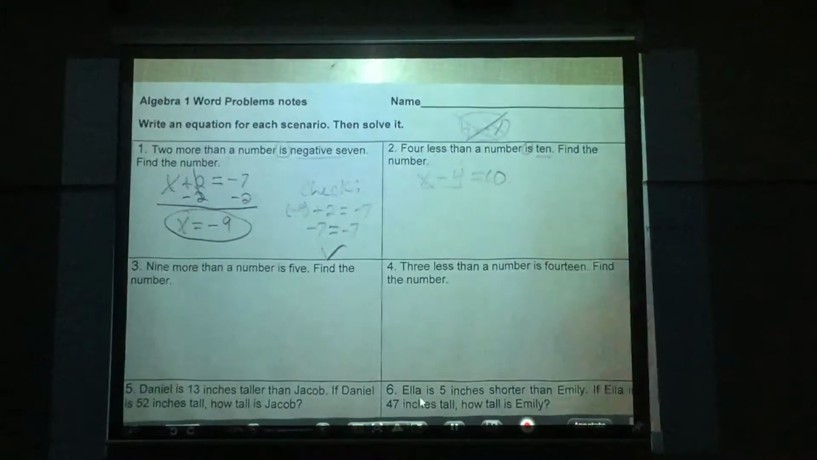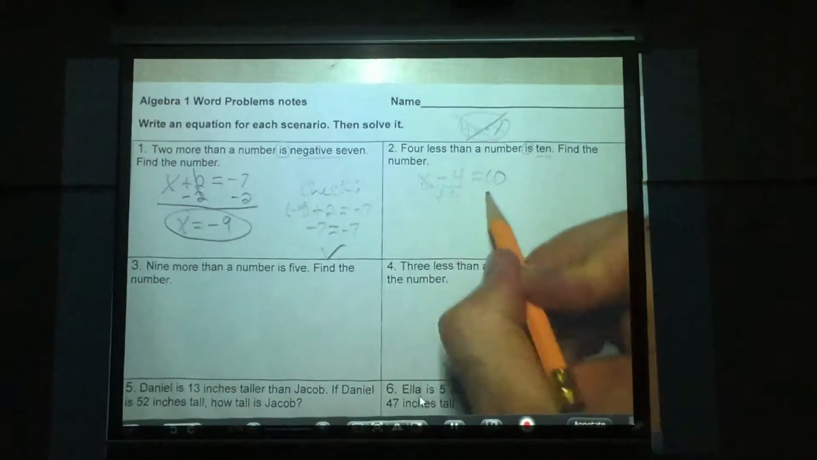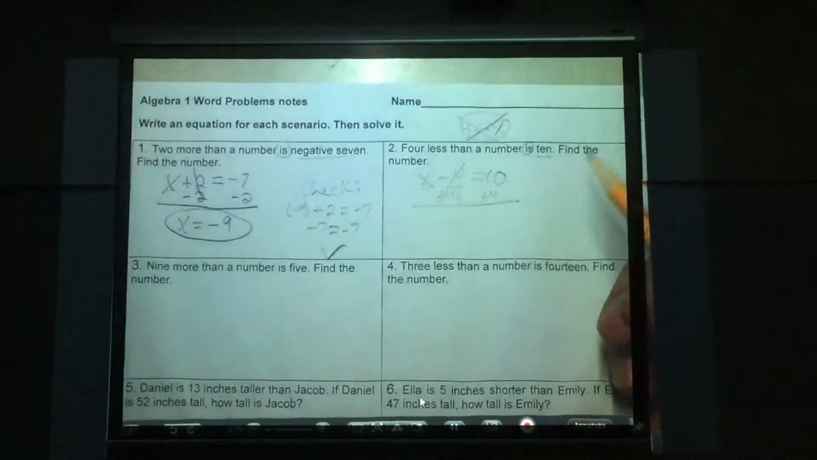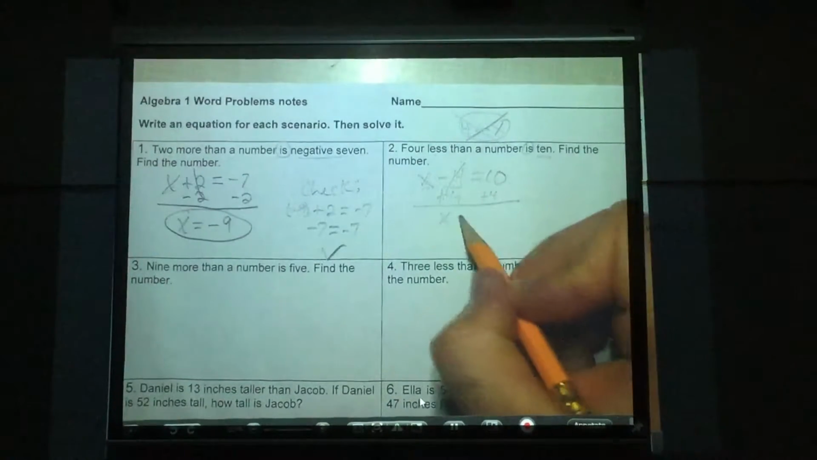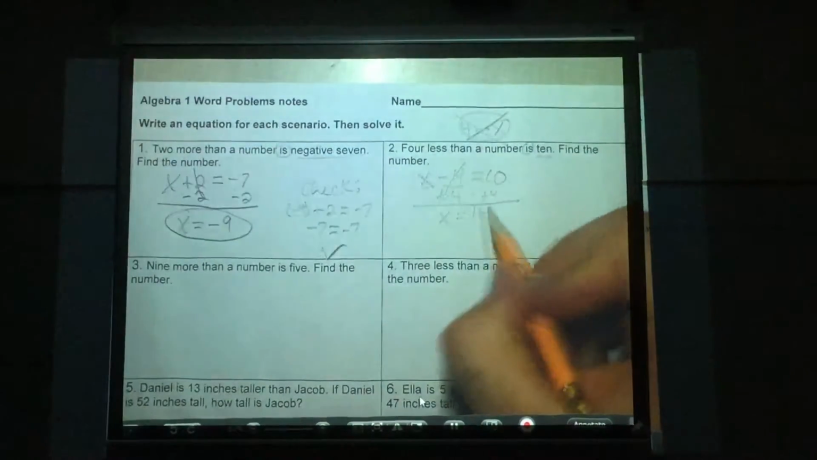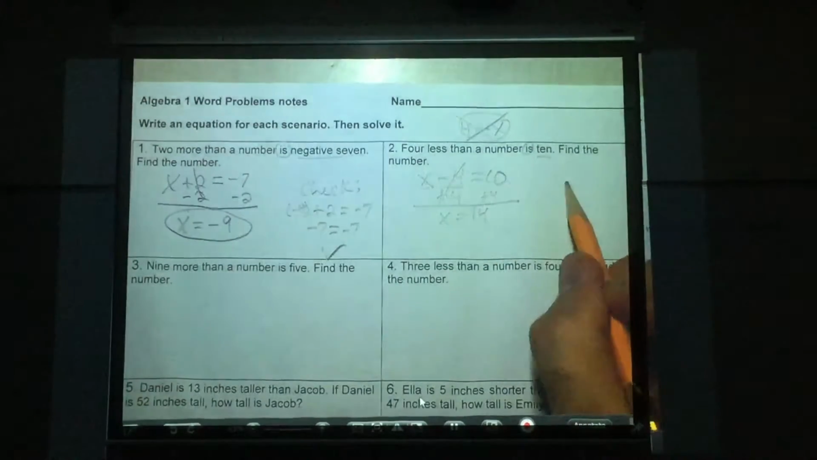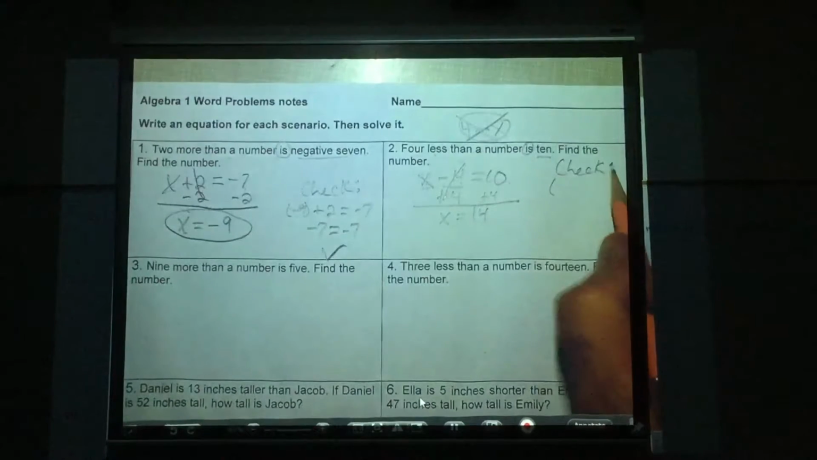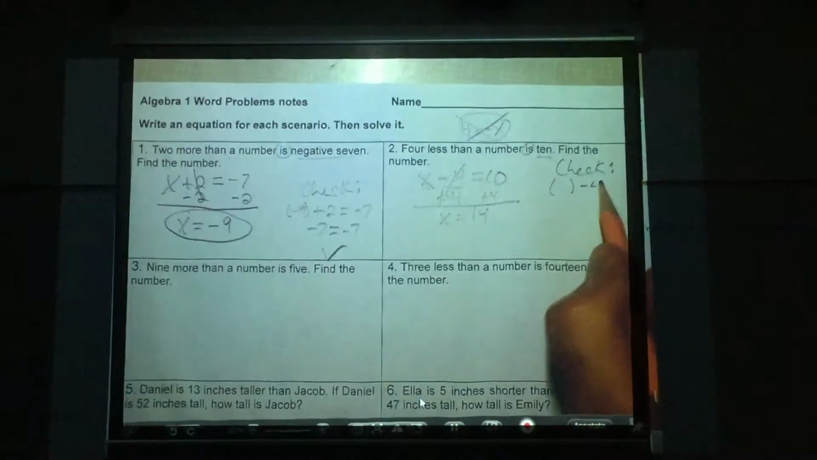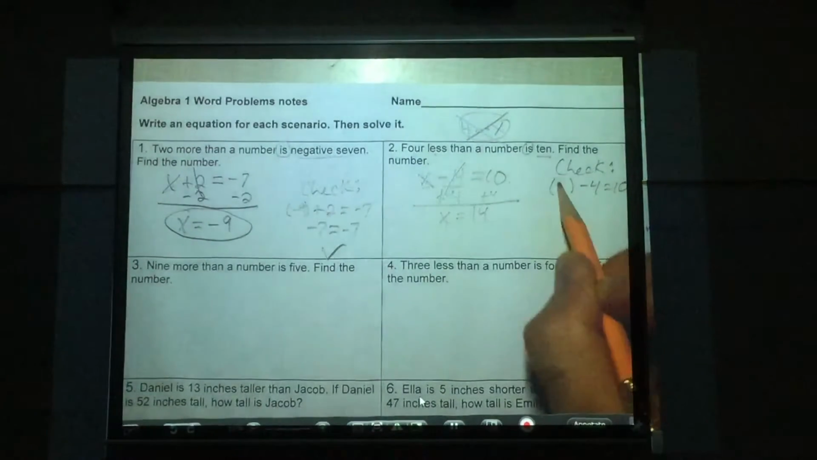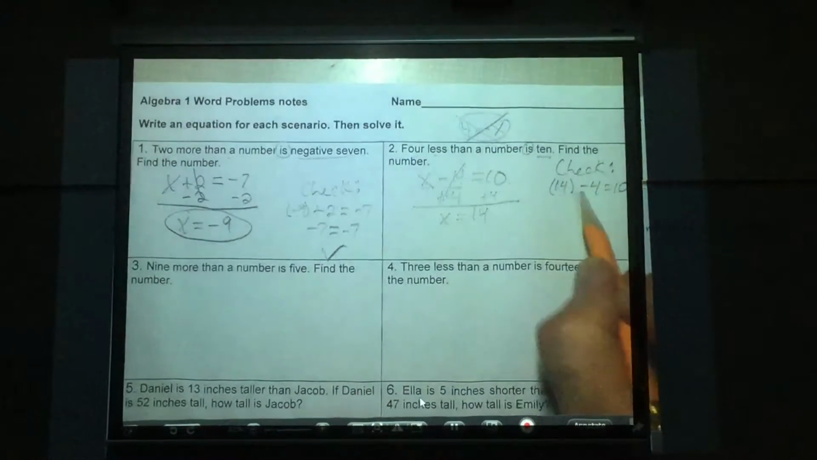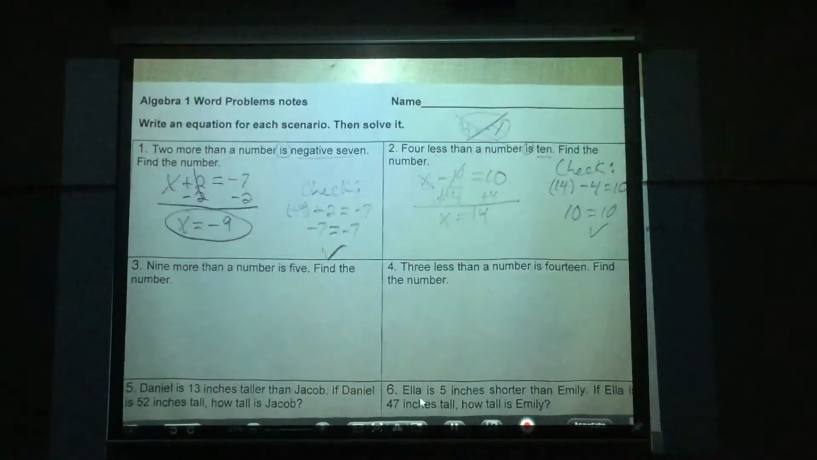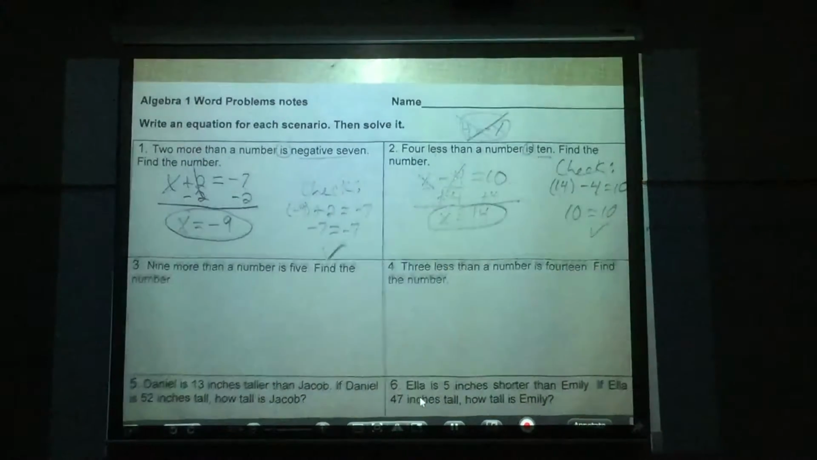Now we can go ahead and solve this by adding 4 to both sides. The -4 and the +4 will cancel, leaving us with x equals 14. Let's go ahead and check this. So we're going to put parentheses -4 equals 10. So we're going to put the 14 in there. 14 minus 4 is 10. 10 equals 10. There's my check. That means I did it correctly. The answer is x equals 14.